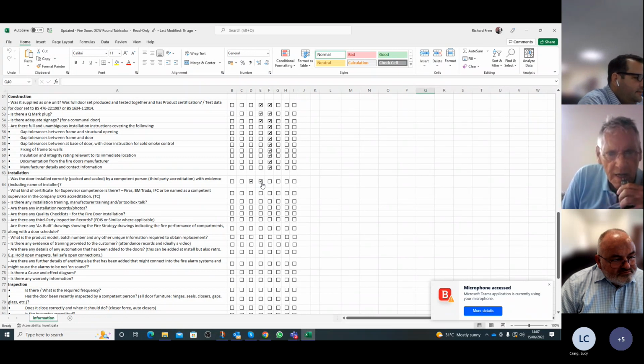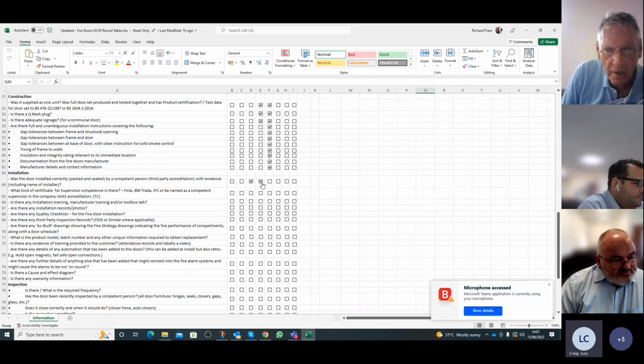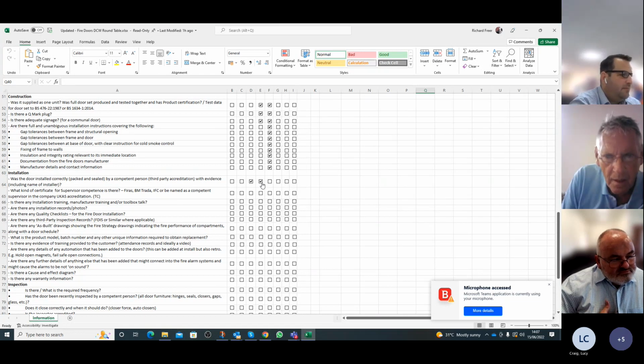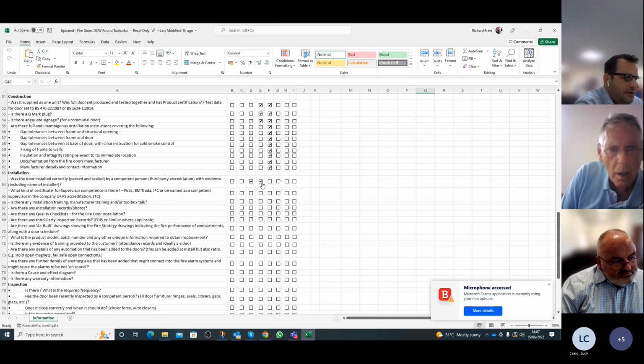Okay, so the next one: what kind of certification for competence? There's none at the moment, unfortunately. There should be, and people can be Q-marked, BM Trada, FIRAS. But again, it's not legislation at the moment. So as long as that door is fitted to the tolerances, it can be signed off. I think a lot of the time the specifications from the architect, certainly the ones that we get, would ask for that level of accreditation.